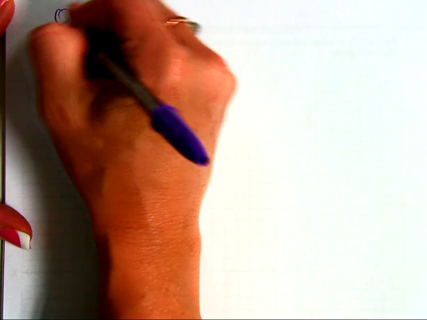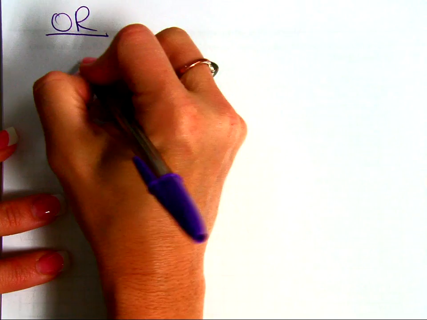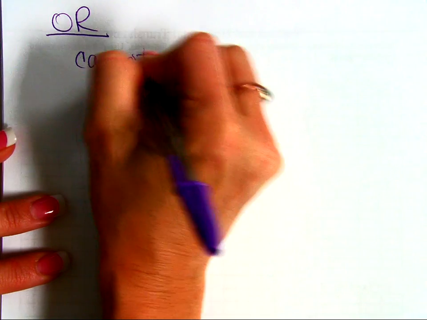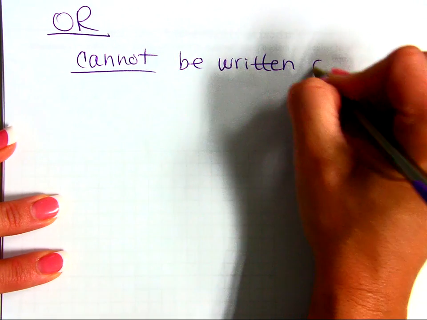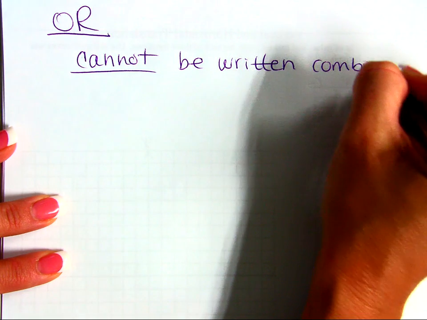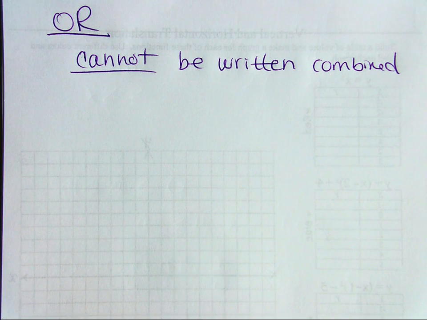Thank you. Okay, so now we have the ands covered. Let's talk about or. All right? Or, the first thing you need to know about or is that it cannot be written in the combined format. Cannot. I need you to write this. It cannot be written combined, like we did before.